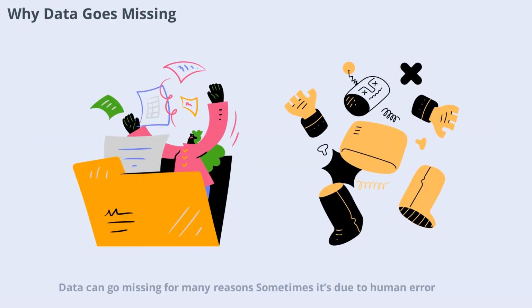Data can go missing for many reasons. Sometimes it's due to human error, like skipping a survey question. Other times, technical issues such as sensor failures or data corruption are to blame. In some cases, data is intentionally left out, perhaps for privacy reasons. Knowing the root cause helps you decide whether to fix, ignore, or remove the missing values. Now, let's see how missing data can impact your analysis if left untreated.